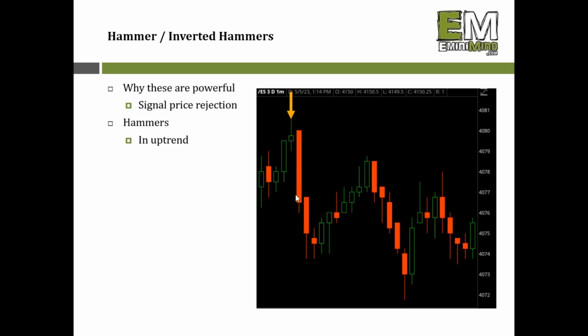Let's say this big red bar here. Well, that's clearly not a hammer or an inverted hammer. That's just a big body bearish bar. Your charts or candles might be black and white. Most of the time we've got shaded and unshaded. The shaded ones are down moves, and the unfilled or unshaded are up moves.